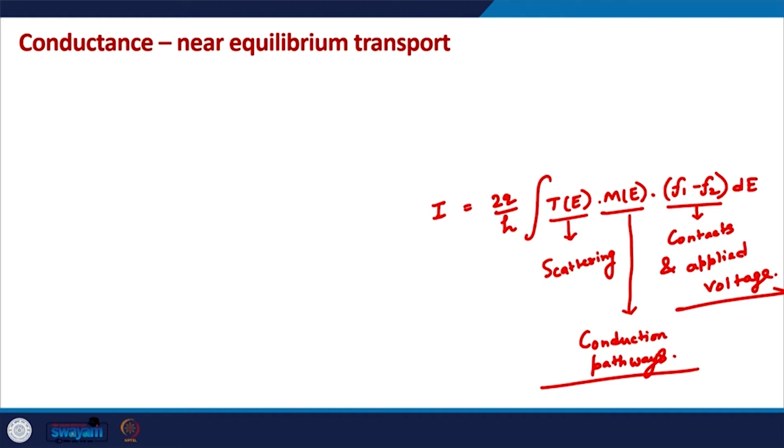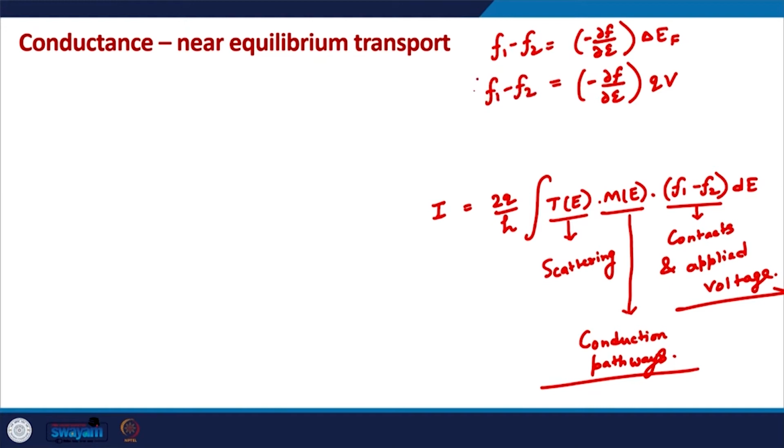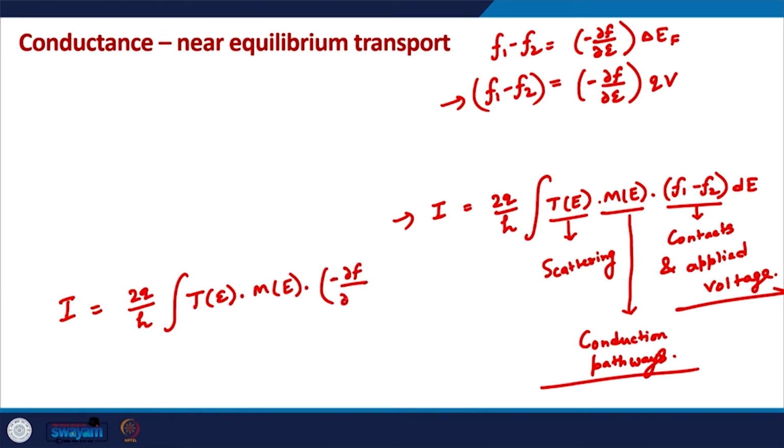Using this expression we can now see that if we put F1 minus F2, from the Taylor series expansion, to be minus del F by del E times delta EF, and delta EF is Q times V, so minus del F by del E times Q times V. If we use these two expressions, what we obtain is I is equal to 2q by h times Te times Me times minus del F by del E times Q times V dE.